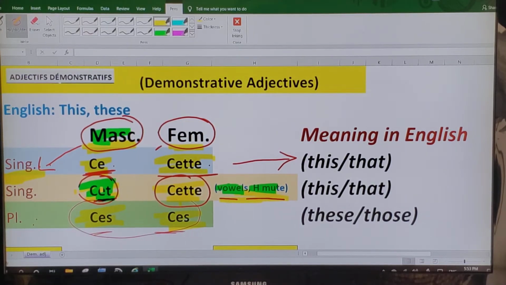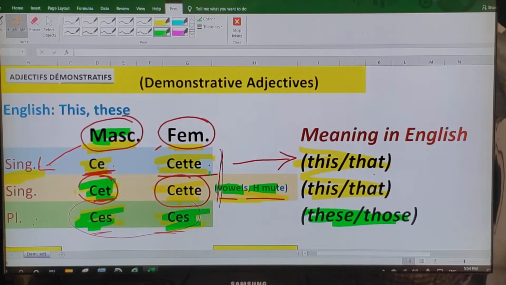Okay, so these first ones over here mean this or that. Remember, singular, right? So we say this book, this house, that house. So ce or cet or cette all mean this or that. And for plural, we are not going to be saying this or that, right? We are going to be saying these or those. So obviously the word ces means these or those.